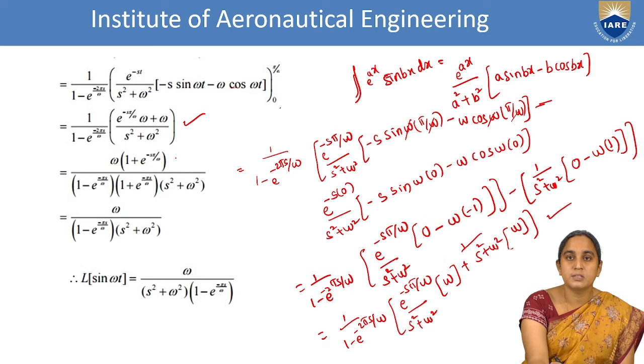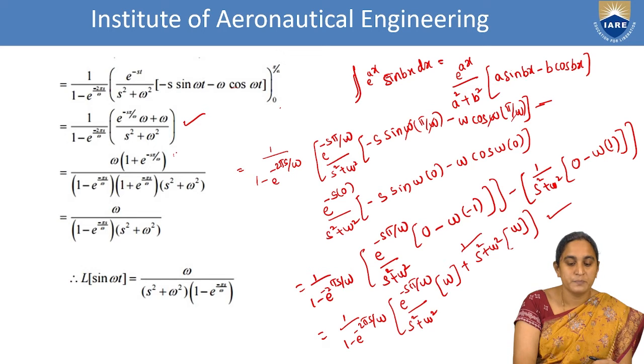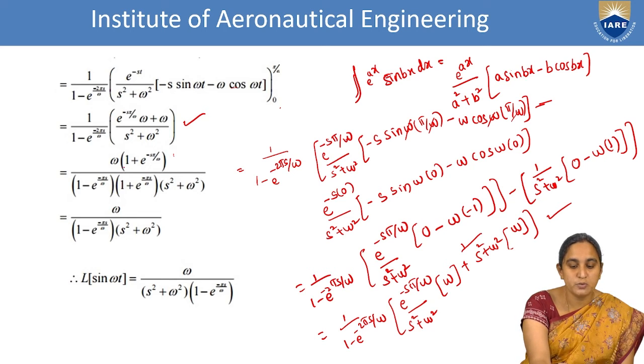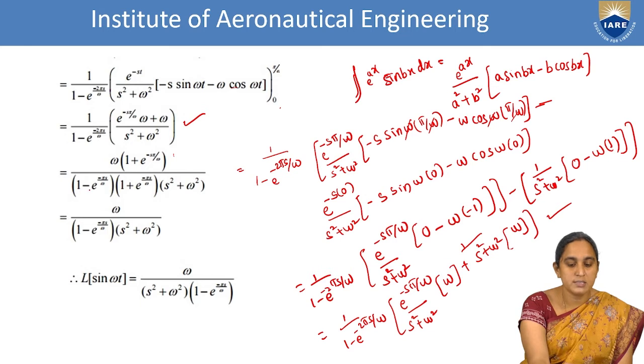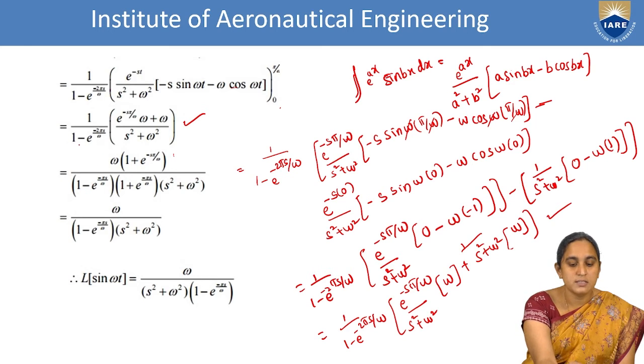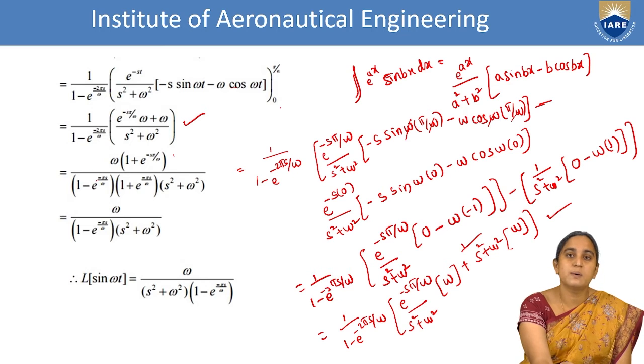Here what is common after that? w is common, that is w into 1 plus e power minus s pi by w divided by 1 minus e power minus 2 pi s by w. That is in the form of what? a square minus b square. If you are interested, you can divide that. Otherwise, directly write down: I'll divide as a minus b into a plus b, and here the denominator is s square plus w square.